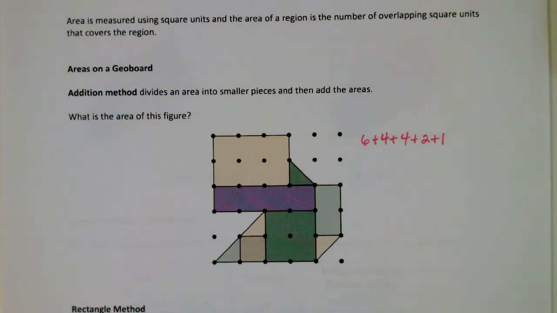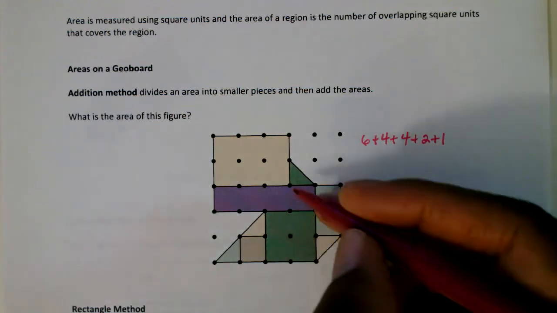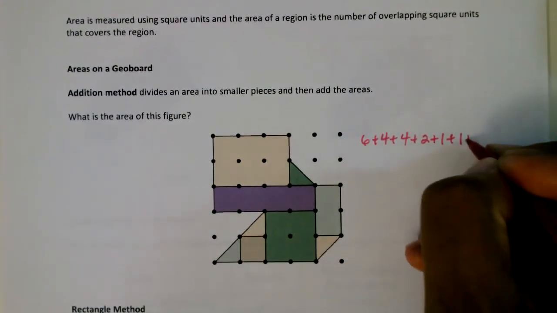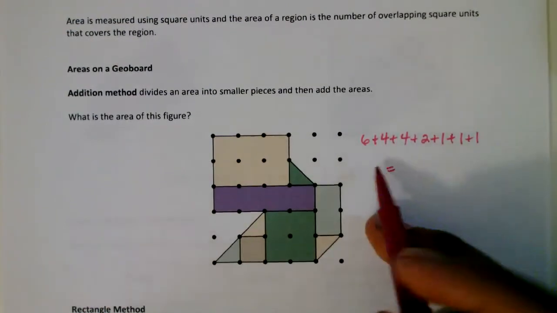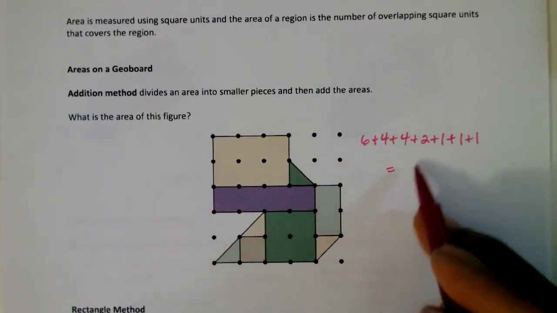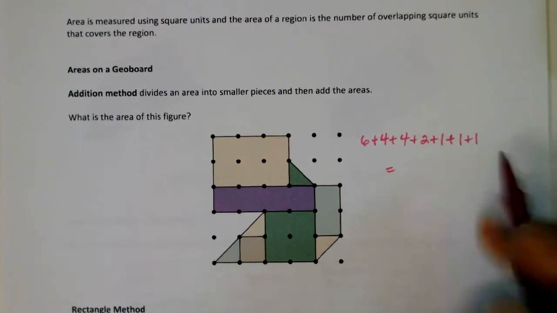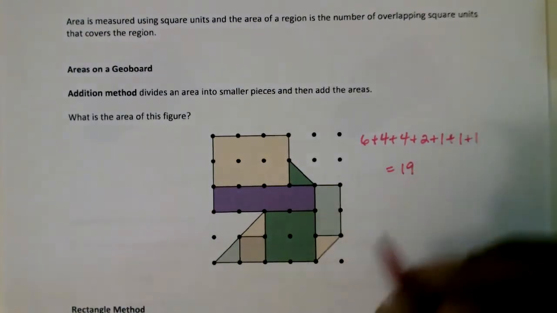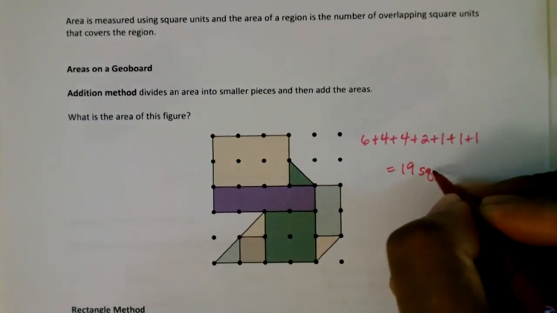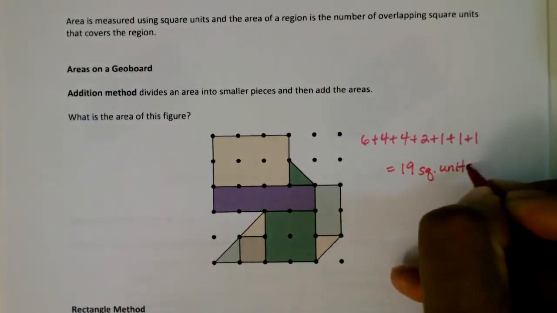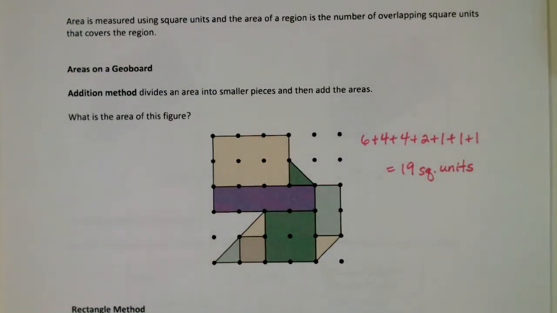Now, for the ones that have triangles in them, that's half of a square. So 2 triangles make up a whole square. This triangle and this triangle make up one whole. This triangle and that triangle also make up one whole. So if I add all of these numbers together, this will be 10, 14, 16, 17, 18, 19. And it's going to be square units. So in this case, the area of that figure would be 19 square units.